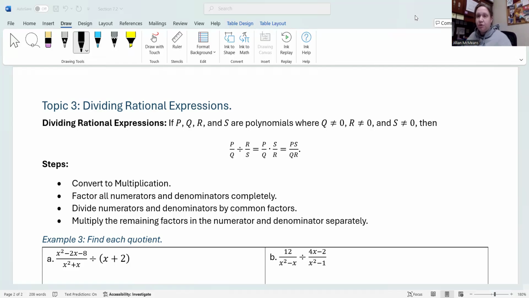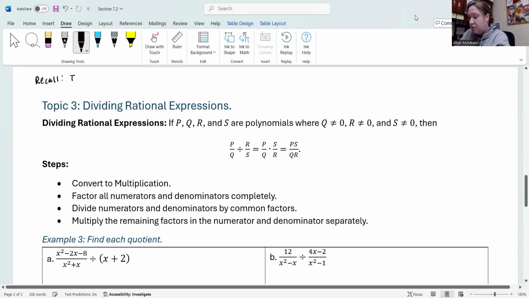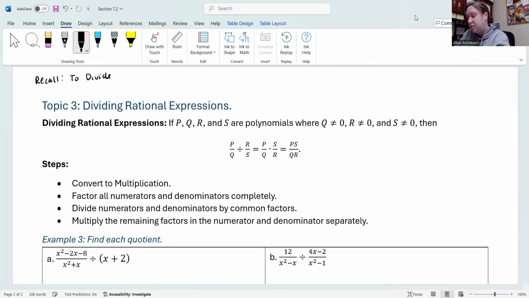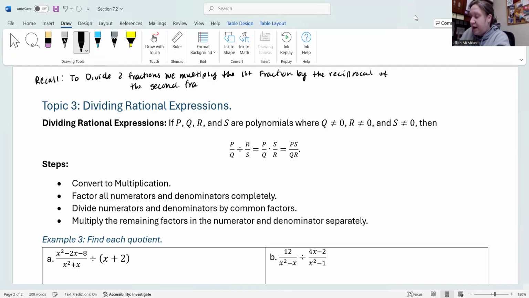Topic 3, we are going to divide rational expressions. And what I want to remind you is with fractions, to divide two fractions, we multiply the first fraction by the reciprocal of the second fraction. So remember that, because that same exact idea is going to come right back, okay?